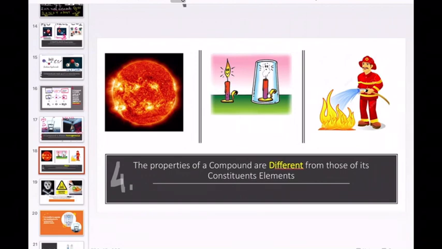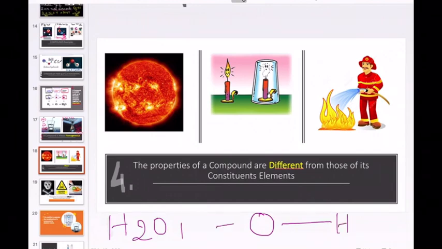The compound, the end result, it has got different properties from its individual atoms or elements. For example, you take water. What is water made up of? It is made up of oxygen and hydrogen. These are the two elements, right? One is oxygen and two hydrogen. So these are the two things.